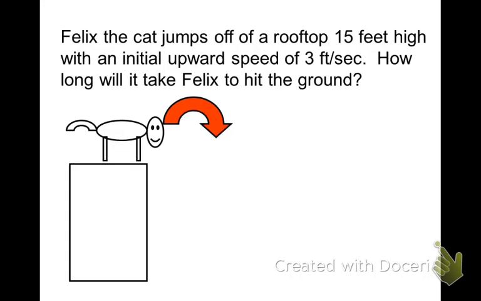All right, so here we go. We got Felix the cat, and he's going to jump off the roof. Now he's going to jump up in the air off the roof, starting with a velocity of 15 feet per second. The rooftop is 15 feet above the ground. How long is it going to take the cat to hit the ground?